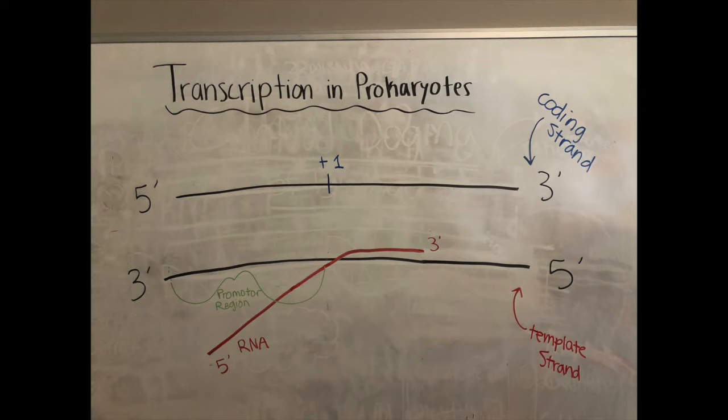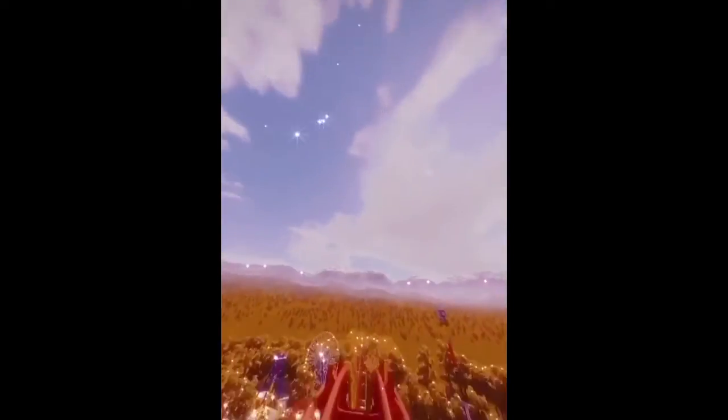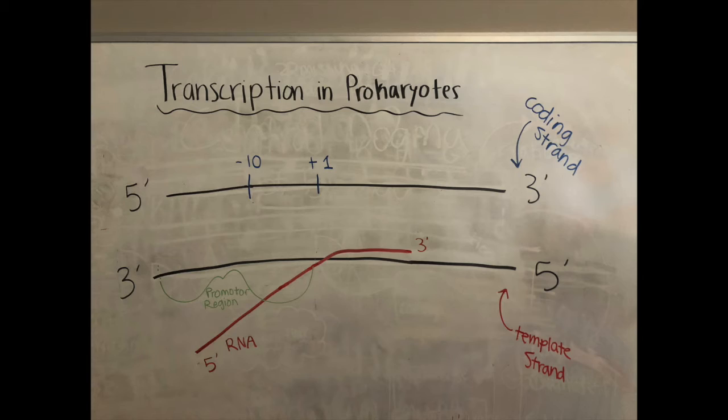The promoter region contains several sequences that allow RNA polymerase to bind. The +1 nucleotide seen here will be the first one that we transcribe. This is the starting place for transcription. If we move upstream, more to the promoter region, we will end up at the -10 consensus sequence, which is very important in allowing RNA polymerase to bind during this process.